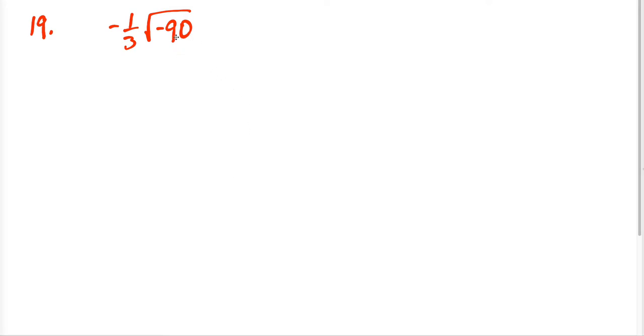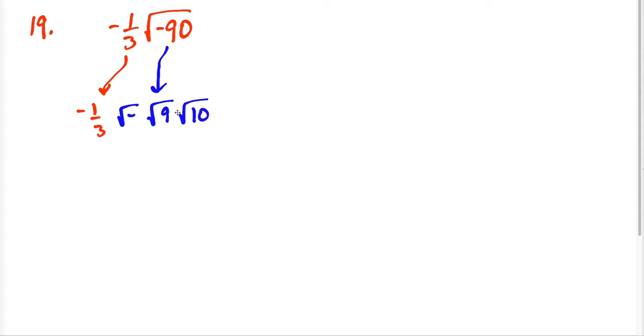So my advice is the negative 1/3 in the front isn't going to affect anything until you simplify down the square root of negative 90. So the square root of negative 90, I'm going to break apart. I'm going to break it apart into the negative symbol as a separate thing, because that's going to become the imaginary part, and then 9 and 10.